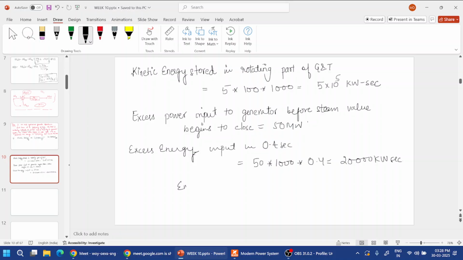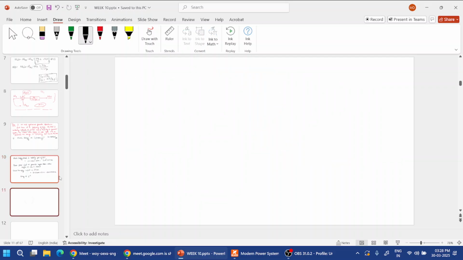kinetic energy is directly proportional to frequency square. So E2 upon E1 is equal to (F2 upon F1) square. Okay, so F2 will be equal to square root of E2 upon E1 into F1.